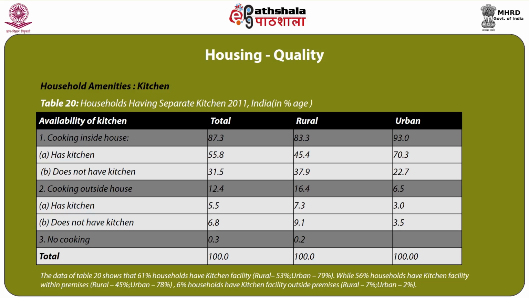And 3. No cooking. Overall, the data of Table 20 shows that 61% of households have kitchen facility. In case of rural, 53%, and in case of urban, 79%. While 56% of households have kitchen facility within premises, in case of rural 45%, in case of urban 78%. 6% of households have kitchen facility outside premises. The percentage in rural is 7%, while in urban it is only 2%.